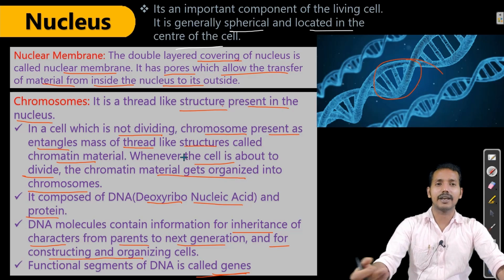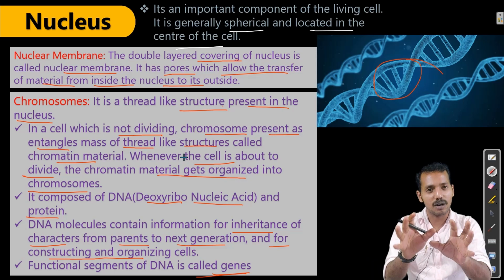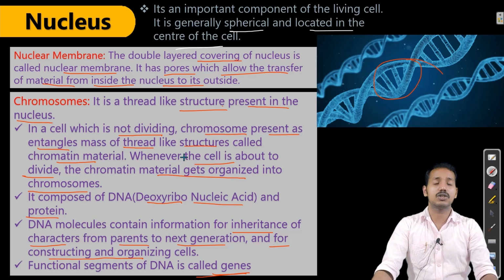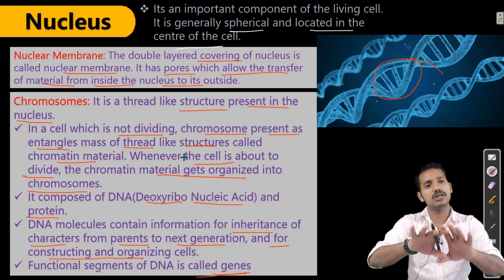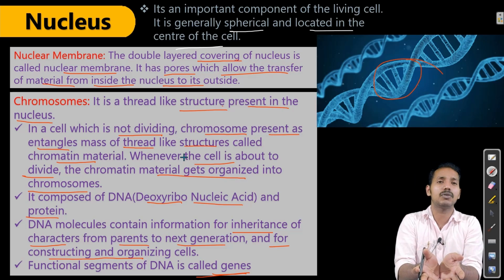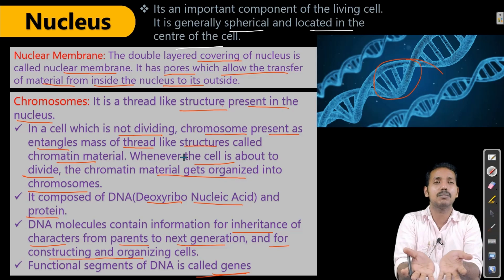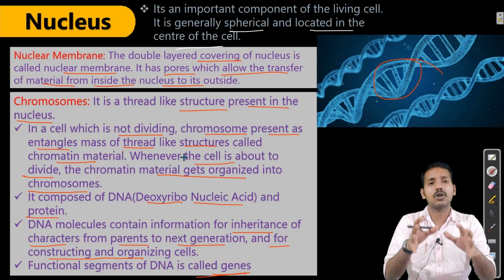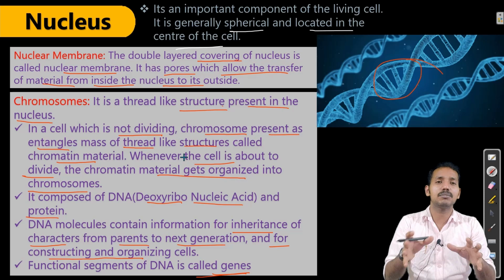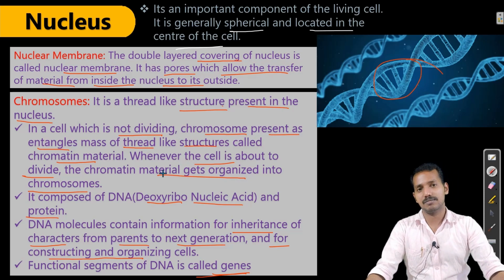Similarly, in different organisms, the number of chromosomes is different. So this is all about the structure of the cell. Two main things: the first one is the nuclear membrane, which separates the nucleus from the remaining part of the cell. That's a boundary. The second one is chromosomes, which are the main content present in the nucleus.